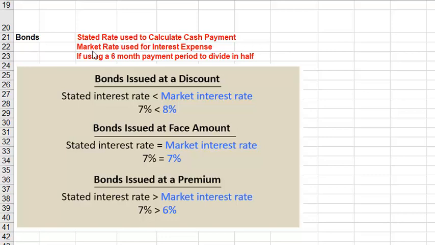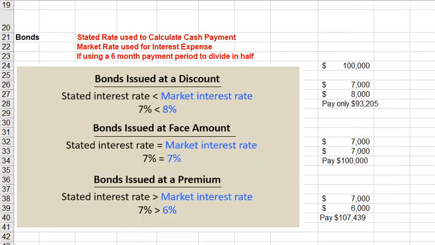The market rate is used to calculate the interest expense. It can be tricky to determine which rate you're going to use. Stated rate for the cash payments, and market rate is used for interest expense calculations. I also want to discuss discounts, face amounts, and premiums.